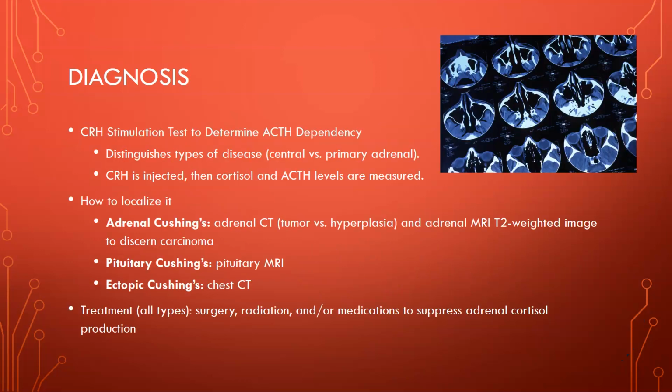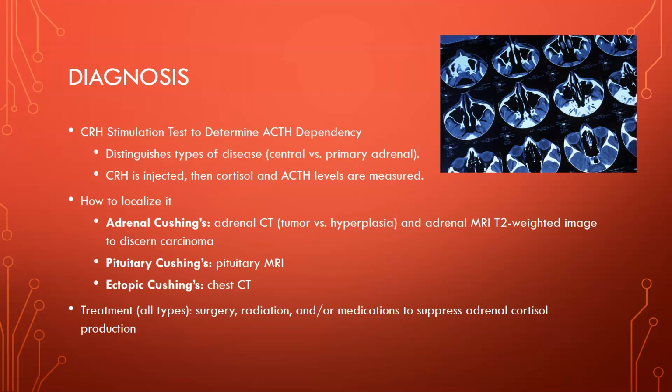So you can also do a CRH stimulation test to determine the ACTH dependency. It distinguishes the type of disease, central versus primary adrenal. So is the problem in the pituitary or hypothalamus, or is the problem in the adrenal glands? CRH is injected, and then cortisol and ACTH levels are measured to see how they respond to the CRH injection. And how to localize it, how to find where the problem is.